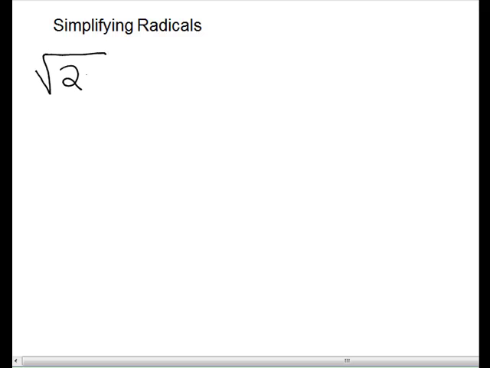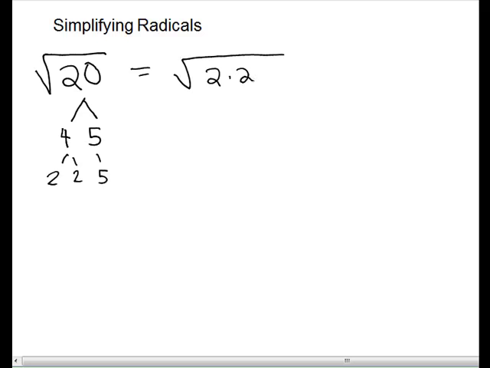and we have to make sure there are no perfect squares under there. See, it's not a perfect square right now, but we have to make sure there are none in it. One way is to break 20 into primes. So we could do 4 times 5, and 4 gives us some 2's. So 20 is the square root of 2 times 2 times 5.